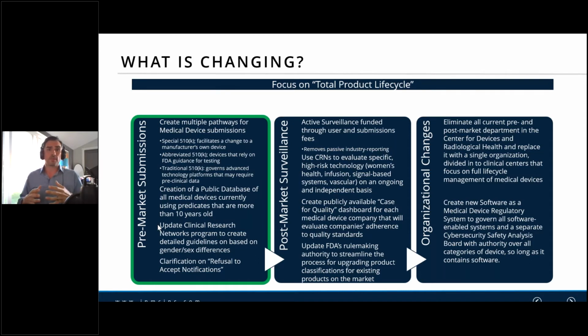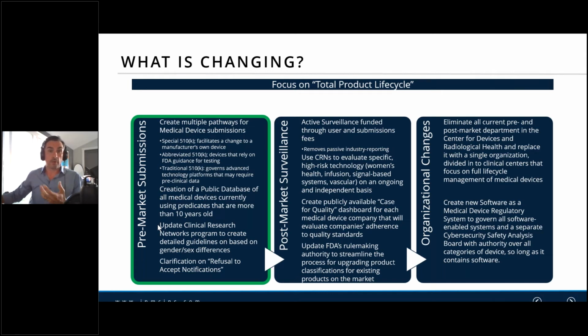Fundamentally, what the FDA wants to do is change the generic pre and post-market departments in CDRH and turn it into a single organization that is specialized by medical device type, and then focuses on the entire life cycle management of medical devices. So fundamentally, the idea is that you submit, let's say you're in the urology category, your pre-market submission to the urology group. The urology group handles your pre-market submission. They handle your post-market surveillance. They handle your ongoing quality and manufacturing audits going forward, right? So that's a collective knowledge base within that group.